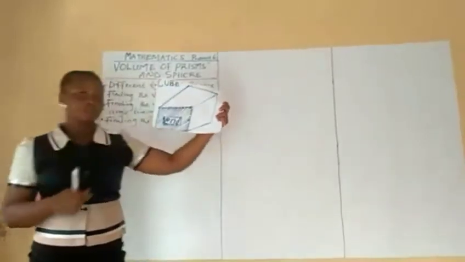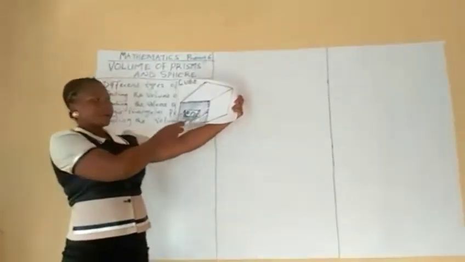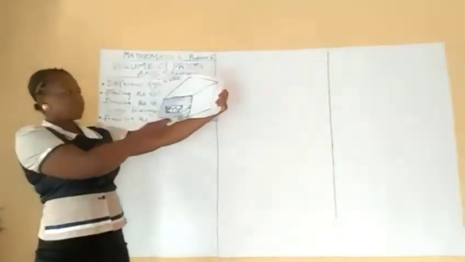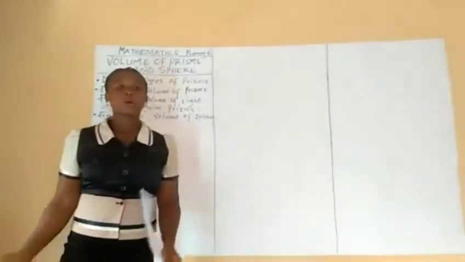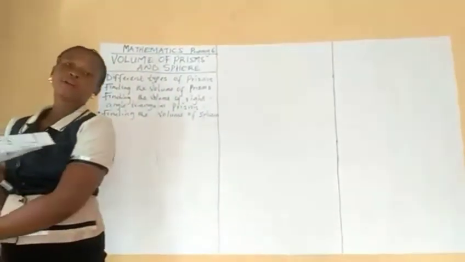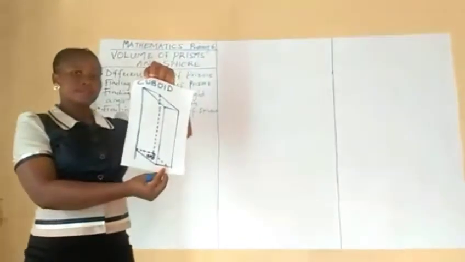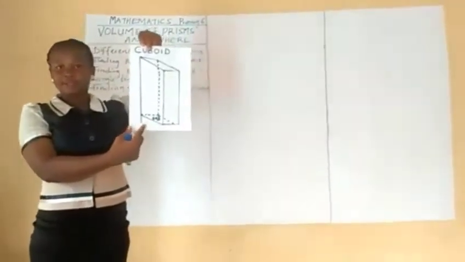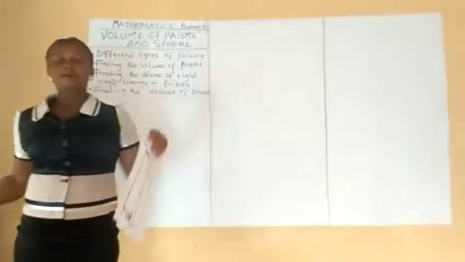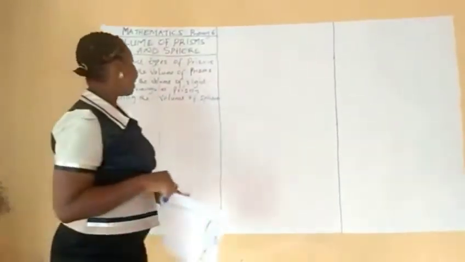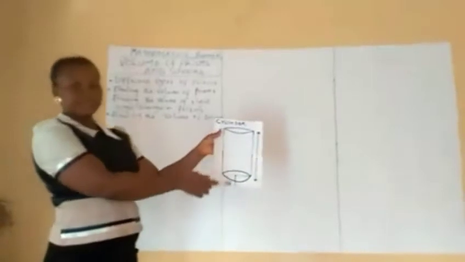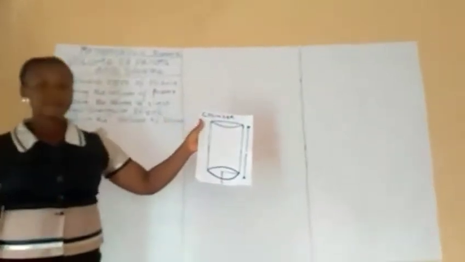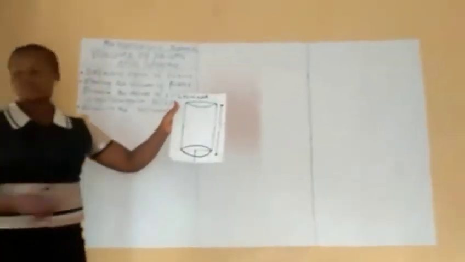One, we have the cube. Here is the cube. Here is the cross section. I said a prism is a solid with cross section. Here is the cross section area. Now we have the cuboid. Here is the end, the cross section area. We also have the cylinder. You can see the cylinder, so I wouldn't have to draw it on the board.